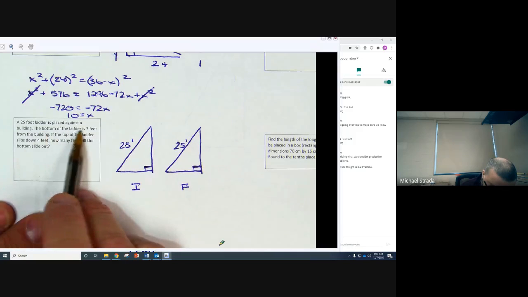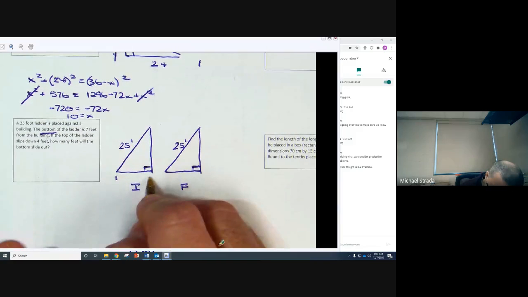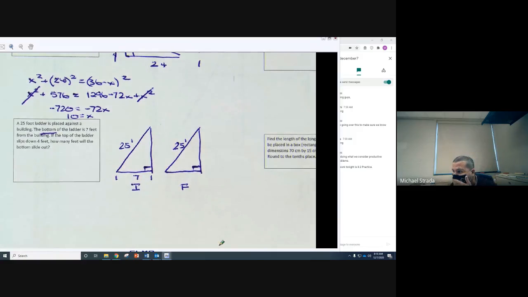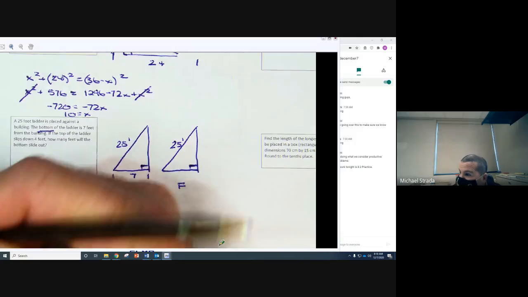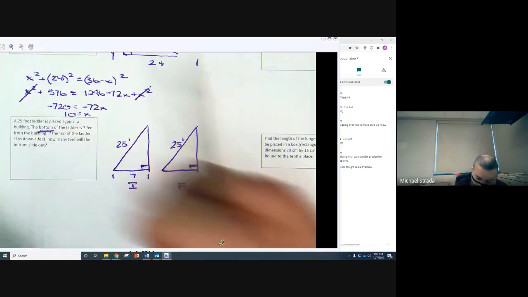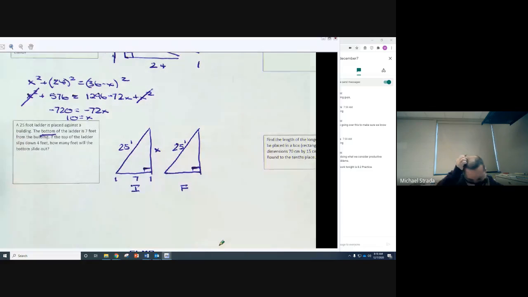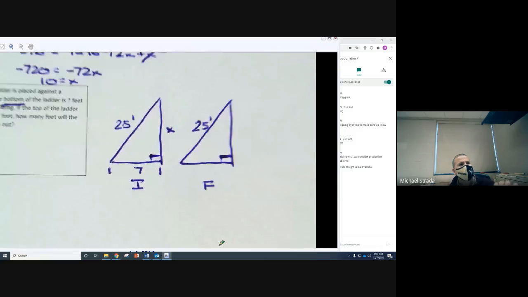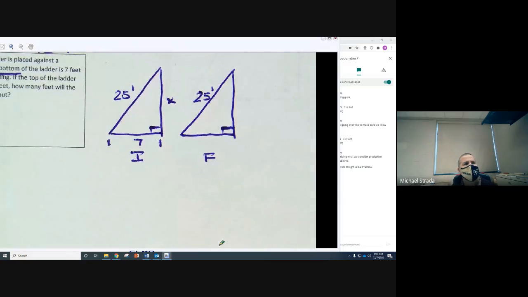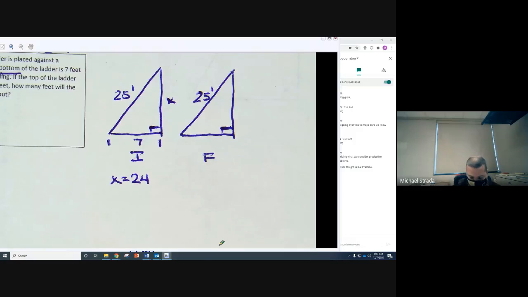Initially, the bottom of the ladder is 7 feet from the building. All right? So that's that measurement right there. When you get this on the quiz on Thursday, instead of the wall, it'll say the base of the wall. So you know that completely and understandably, it's from the bottom of the wall. All right? We don't know how much it is, so we're going to call that X. At that point, do we have enough information to get X, the missing dimension? Absolutely. We can either use Pythagorean theorem or triples, and X ends up being 24 from triples, or you just use Pythagorean theorem.